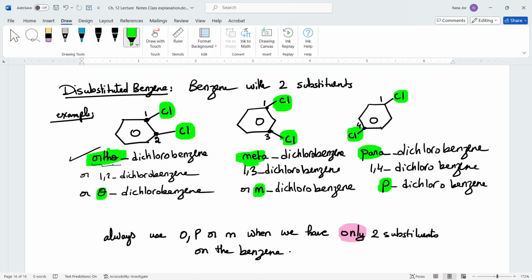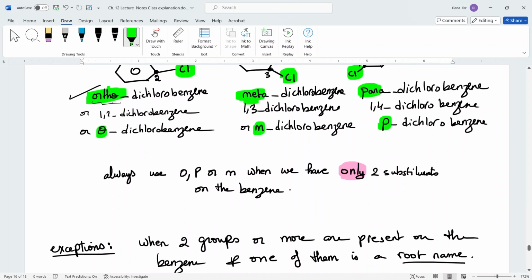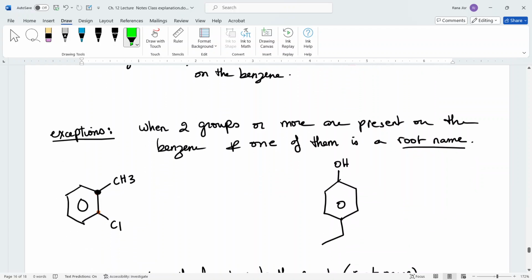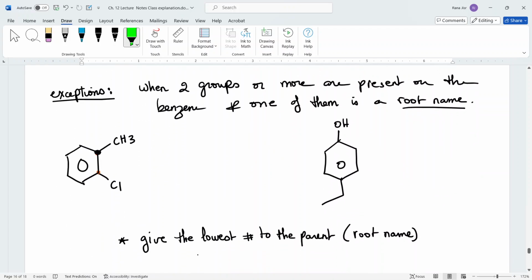So if you have two substituents on the benzene, whether the substituents are the same or different, it doesn't matter, you use the ortho, meta, or para, depending on where these substituents are. There are, of course, exceptions. There are always exceptions in there. And the exceptions are when you have two groups or more that are present on the benzene.